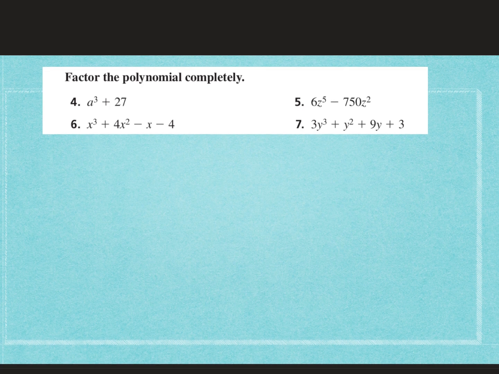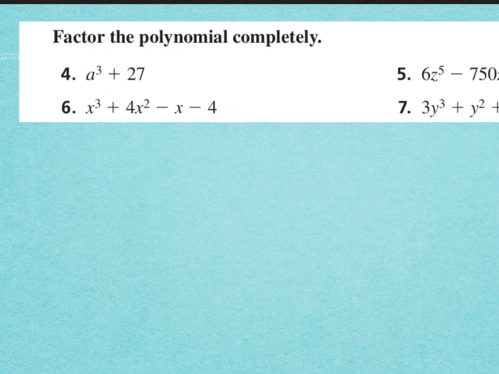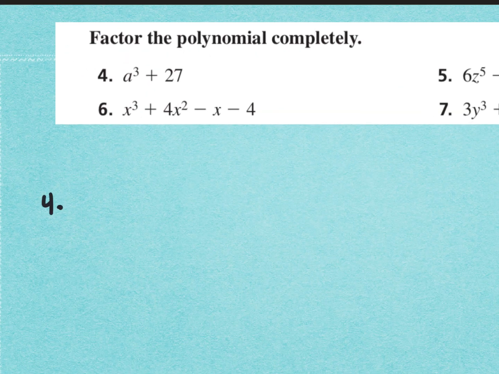Hold on. Okay, here's like a hodgepodge of what we've done. So let's look at number 4. Number 4 here says a cubed plus 27. What's the first thing we look for? If there's a GCF. Is there a letter and or number that these two things have in common? No. All right, so I have two terms.